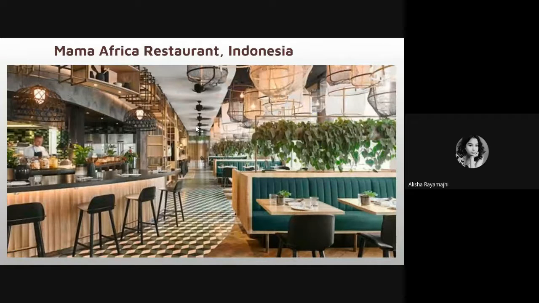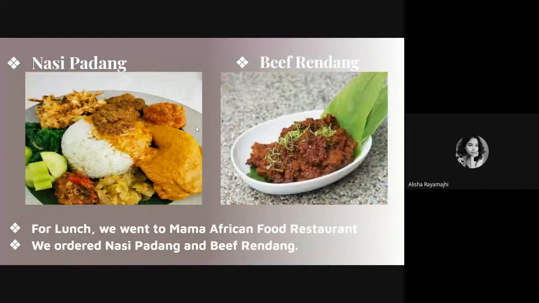We ordered nasi padang and beef rendang. Next slide. So nasi padang, more commonly referred to as padang rice, is steamed rice served with various choices of pre-cooked dishes. And beef rendang.